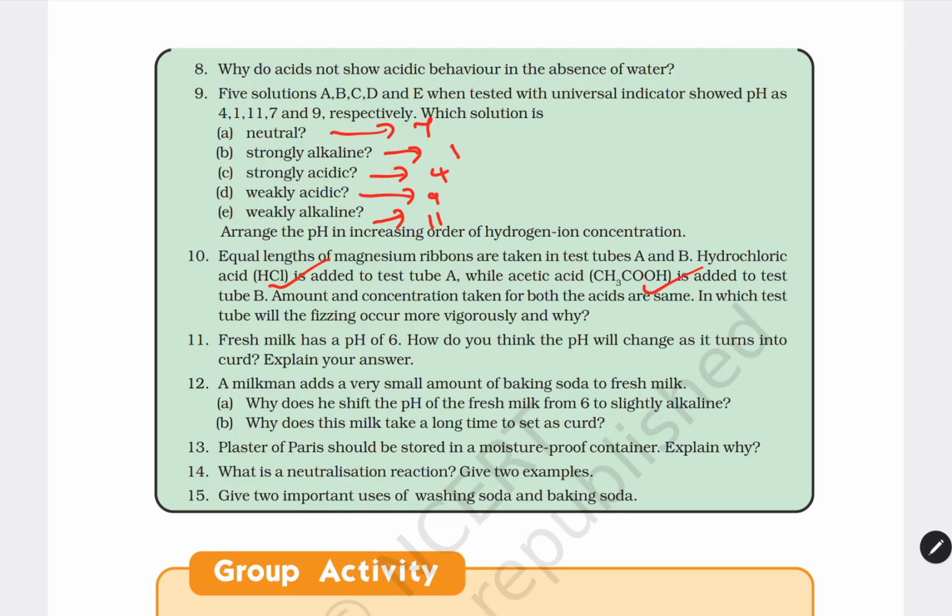Next, fresh milk pH is 6. How do you think the pH will change as it turns into curd? Explain your answer. Okay, when milk converts into curd, it becomes sour, right? Lactic acid forms. So then pH will be lowered. If it is a strong acid, it is nearer to 1. So you can observe a change. It will be reduced compared to 6. Next question.